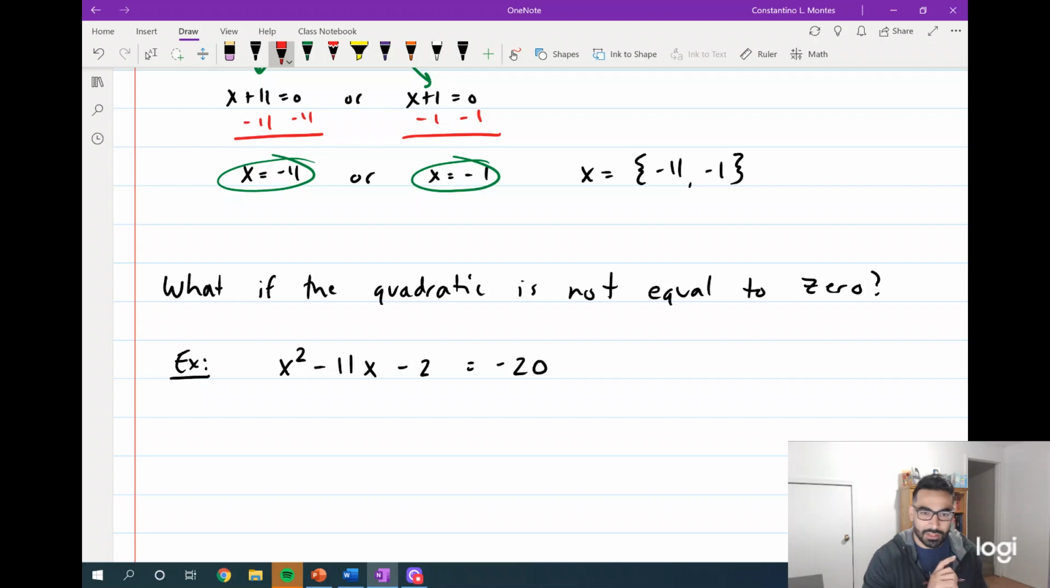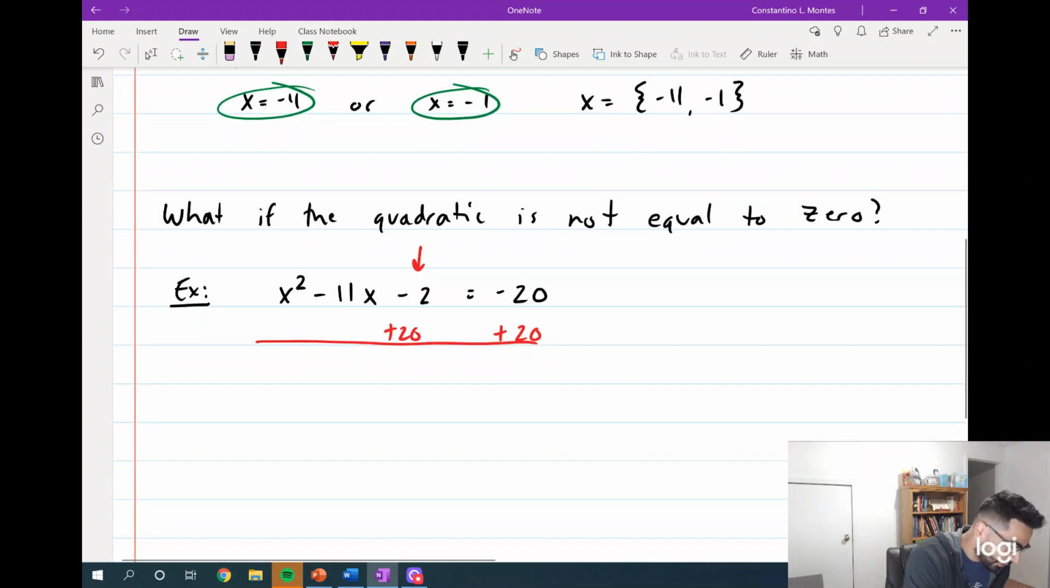So I'm going to be clever about this. Remember, it's called the zero factor property because the two things that are multiplied together give me 0. So I'm going to add 20 to each side. Notice that I'm lining it up with this like term. I'm going to underline that, scroll down a little bit, and I get x squared minus 11x, and negative 2 plus 20 is going to be plus 18. And now this is equal to 0.